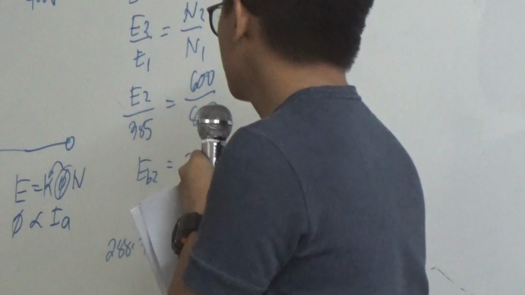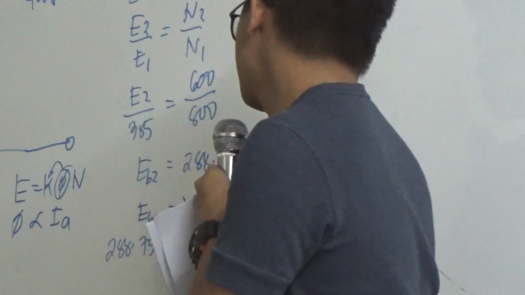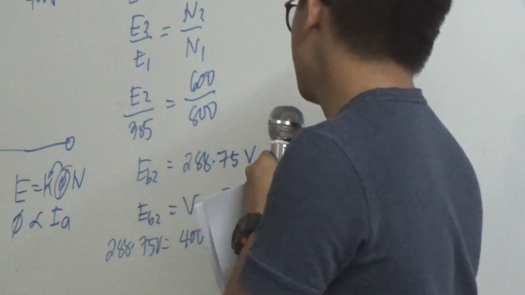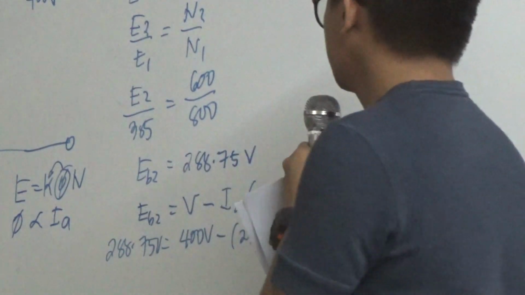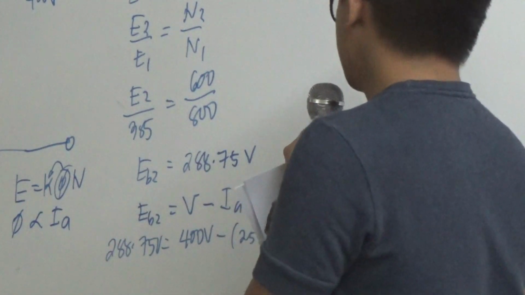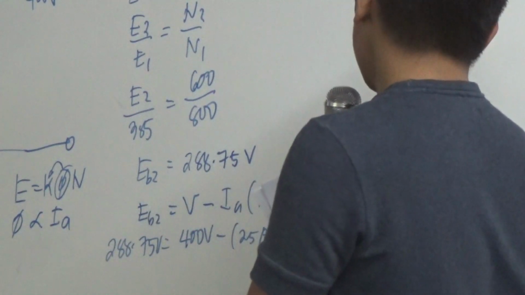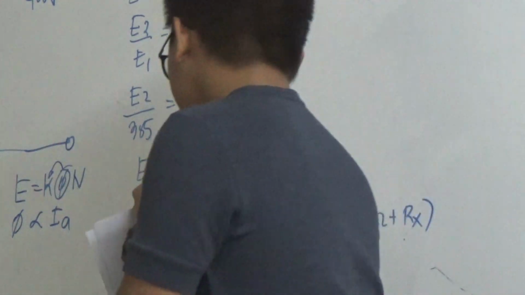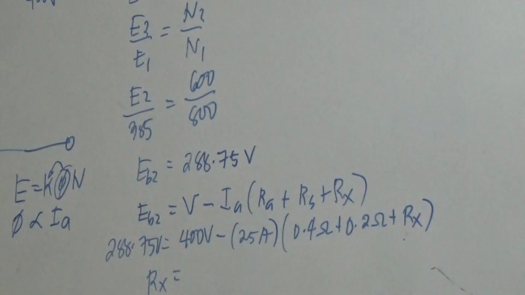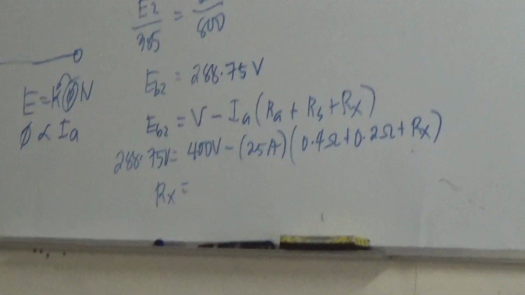So, ito, substitute natin, no? 288.75 is equals to 400 volts minus IA na 25 amperes since sabi niya ay same current lang. Then RA of 0.4 ohms plus 0.2 ohms plus Rx. So, tingnan natin si Rx. Ilan yung resistance? 3.85 ohms.